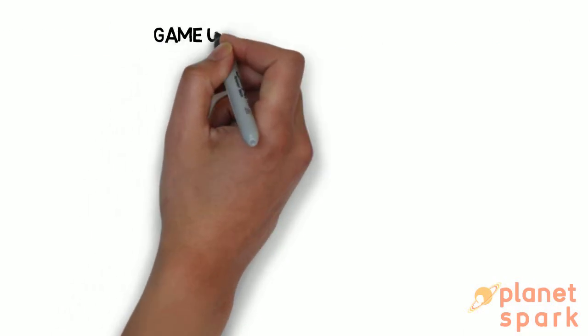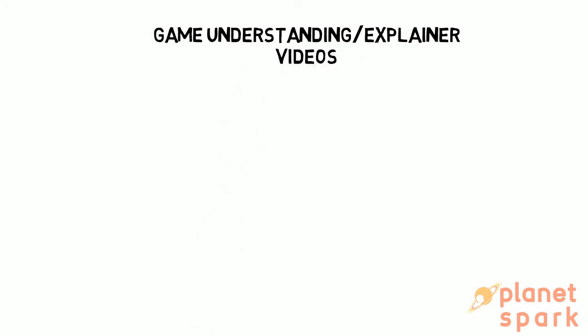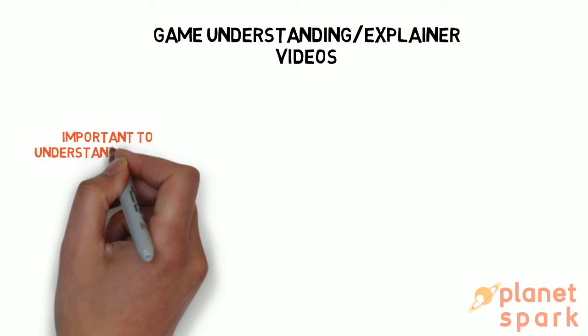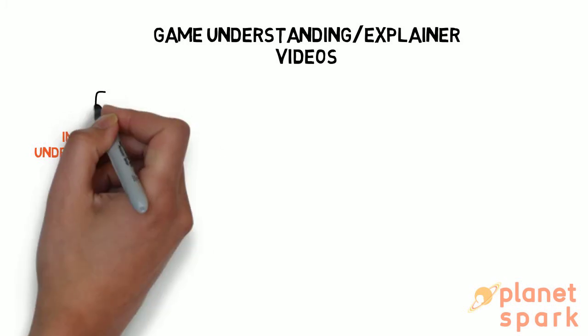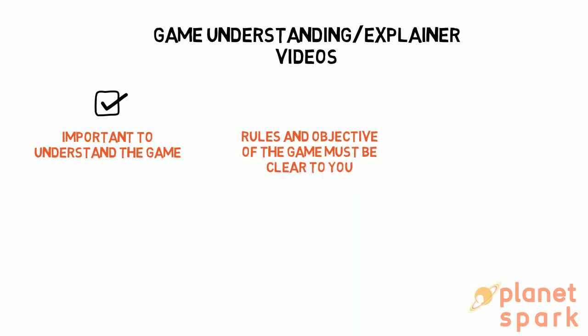Now let us have a look at the next component, the game understanding videos. To play the game effectively, it is important to first understand how to play it and what are the rules. The rules of the game and the learning objectives must be absolutely clear to you as a teacher to facilitate it properly for the child.